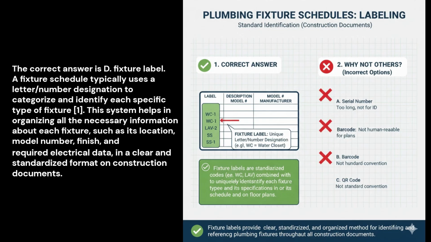The correct answer is D. Fixture label. A fixture schedule typically uses a letter number designation to categorize and identify each specific type of fixture. This system helps in organizing all the necessary information about each fixture, such as its location, model number, finish, and required electrical data, in a clear and standardized format on construction documents.